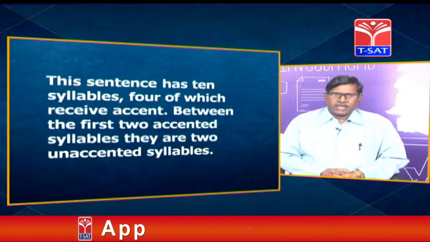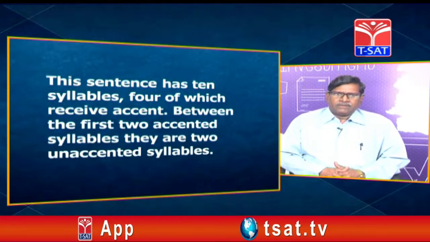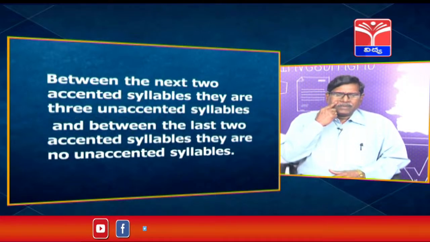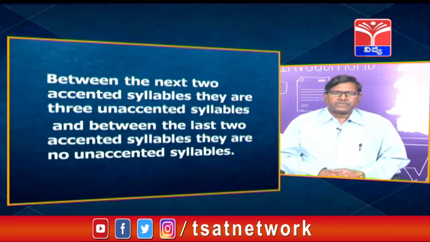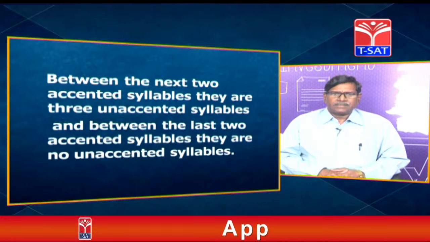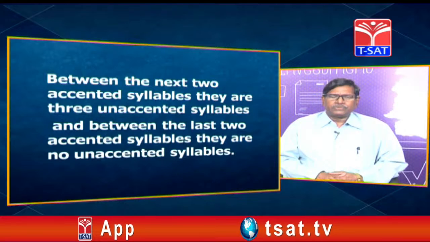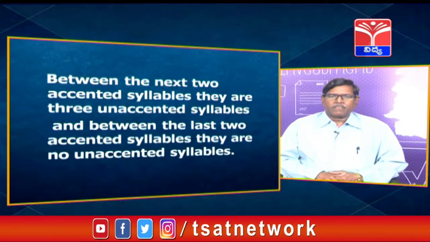Between the first 2 accented syllables, that means friend, arranged, between these 2 stressed syllables, there are 2 unstressed syllables: has, has, these 2 unstressed syllables. There are 2 unstressed syllables between the first 2 stressed syllables.